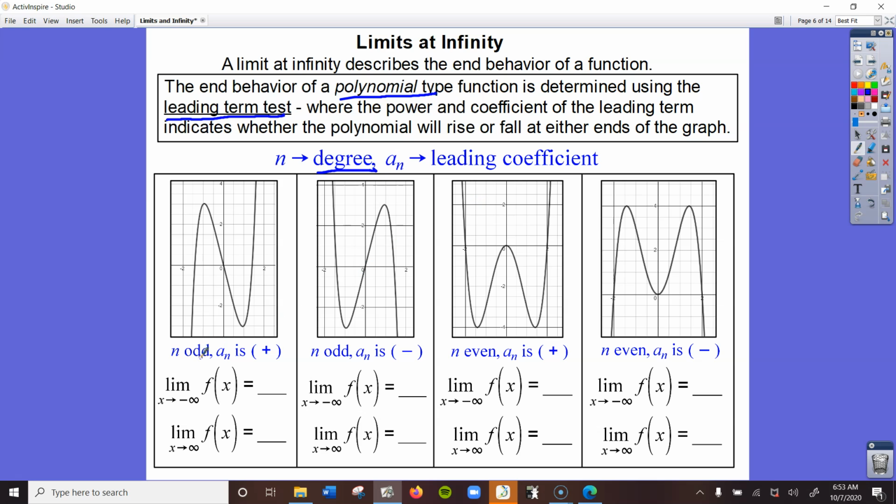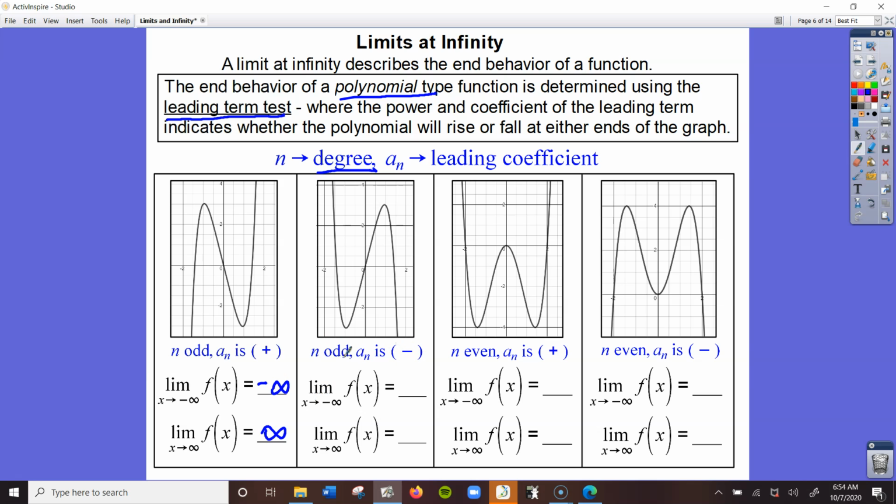If your degree is odd, that means that your ends will be opposite. Now the sign of your coefficient will determine the right side of the graph. So we can see here that because the exponent here would be odd and that coefficient would be positive, the right side of the graph, so the limit as x is approaching positive infinity, is infinity. Therefore, if they're opposite ends, the left side must equal negative infinity.